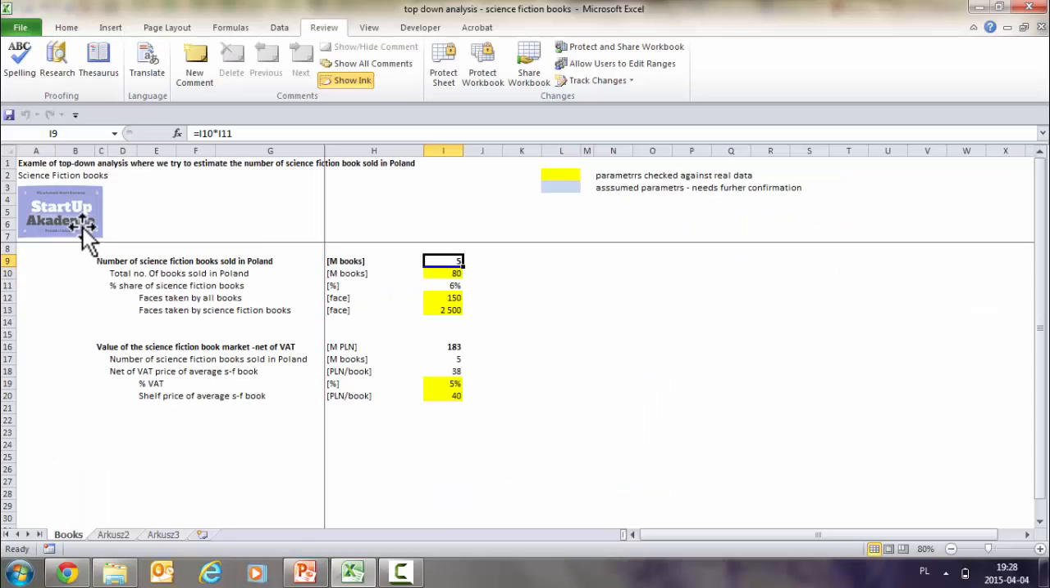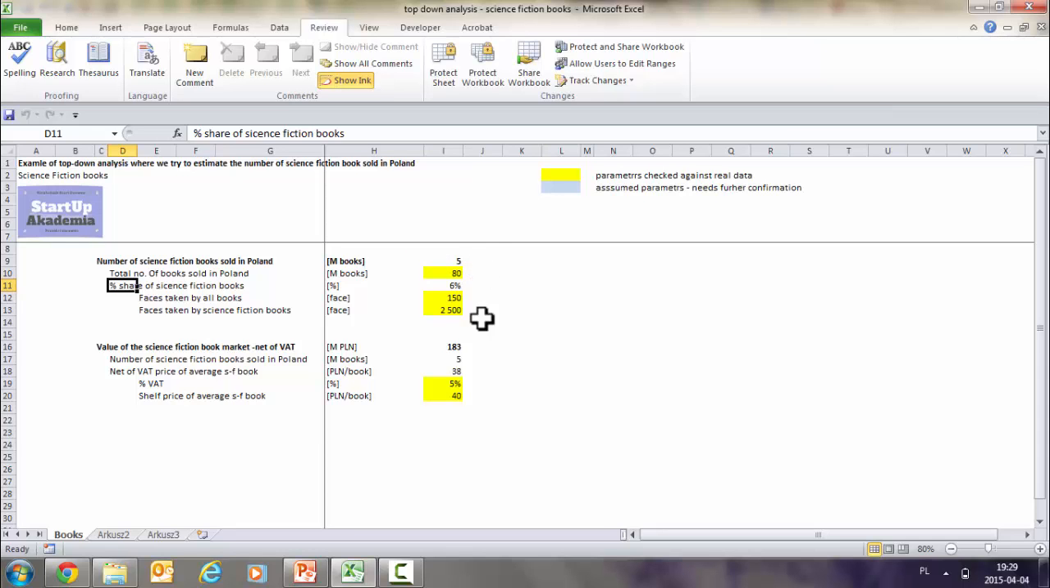So in Excel, again, we created the small estimation here. So we have the total number of books, 80 million. And then we have the structure of the market. We estimated it on the basis of our visits in the shops. You can go to one shop. If you're not sure that the results are representative, you should go to a few more with different sizes. It will give you better results. And on the basis of this, you get the size of the market in terms of the number of books being sold.